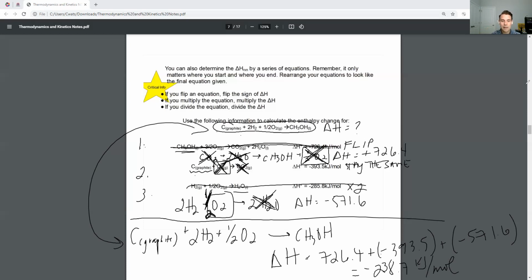But the whole idea is to make sure things cancel out so that your final equation, when you add it up, looks like the one that you wanted. Then all you have to do is add up your different delta H's to give you your overall enthalpy for this reaction, which again is negative 238.7 kilojoules per mole. And that's just another way we can calculate the enthalpy.